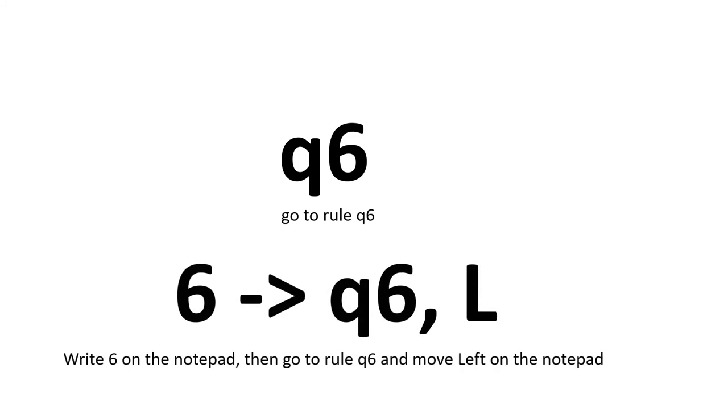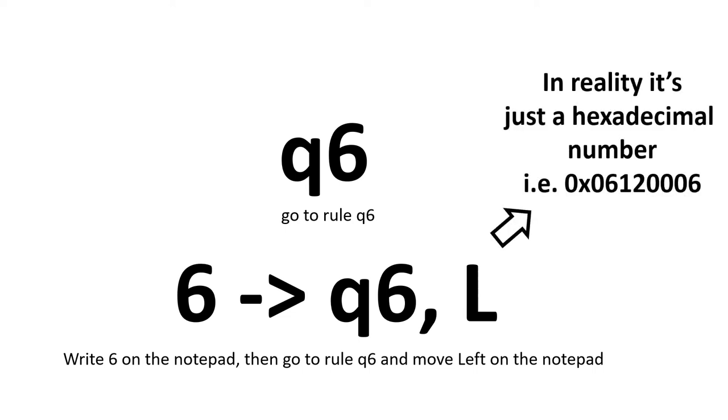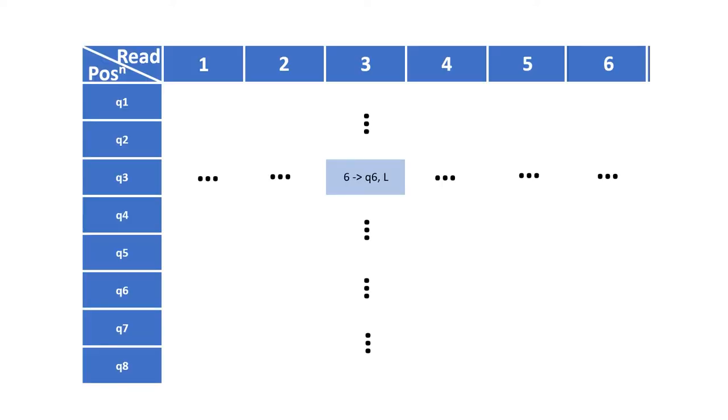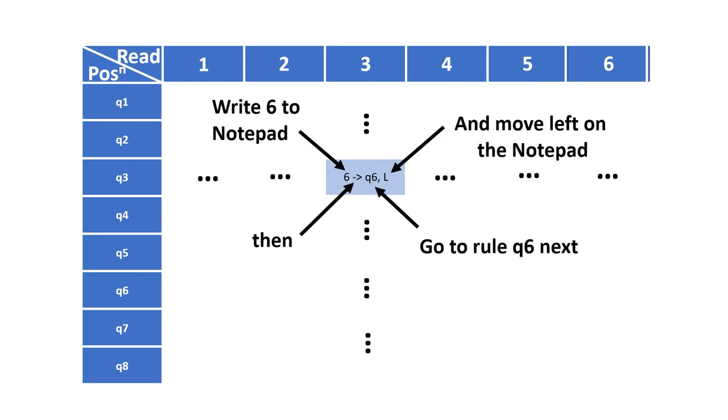Now I'm going to add to it even further by putting on the direction you want to move on the notepad. So this Q6 becomes 6 arrow Q6 comma L. And this should be read as write 6, then go to Q6, and move left on the notepad. And while we have this complex expression, in reality, it's just a hexadecimal number, and its components can be derived directly from the output of the flip-flops. So when we see it in the rulebook, it should read, write 6 to notepad, then go to rule Q6 next, and move left on the notepad.